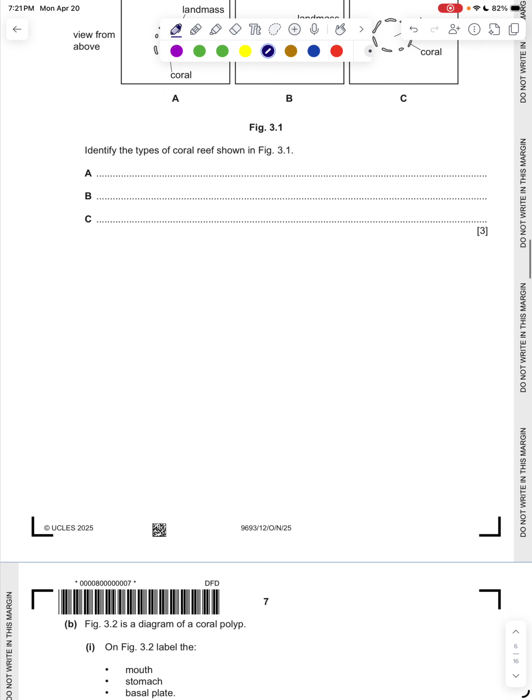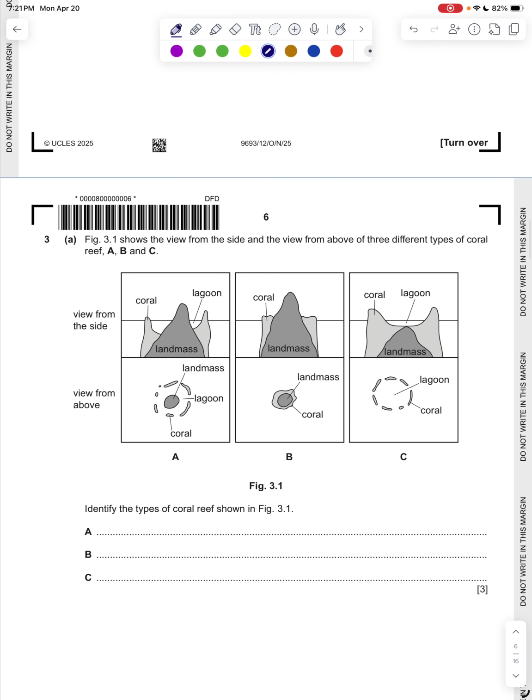All right, we're moving on to number 3 with our corals. We're looking at the view from the side and then the view from above of three different types of coral reefs. And then we have to label them, identify the types. This is from section 5.2, tropical coral reefs.